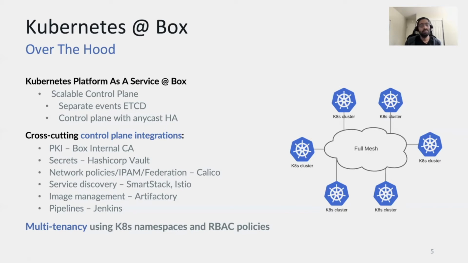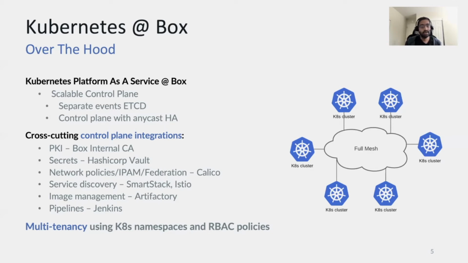We place these control plane nodes strategically so that the traffic coming in from all of the data plane is well balanced. On the control plane integrations, we have a few services that we provide for all of our user applications in the form of sidecars. We have PKI infrastructure, which is our Box internal CA, added as a sidecar for services requiring certs, and it gets rotated automatically.